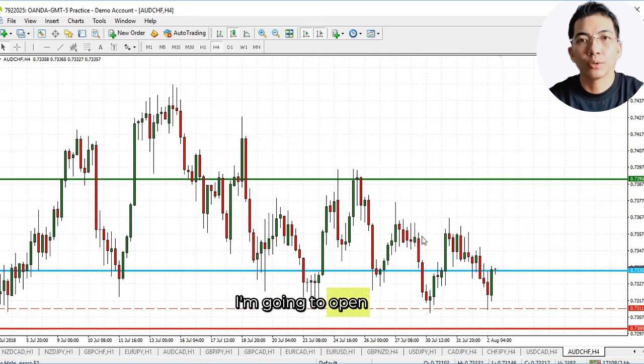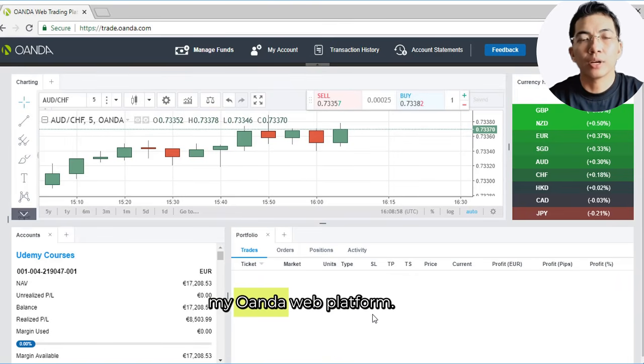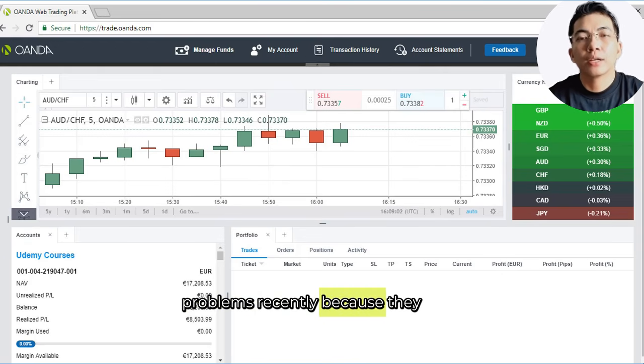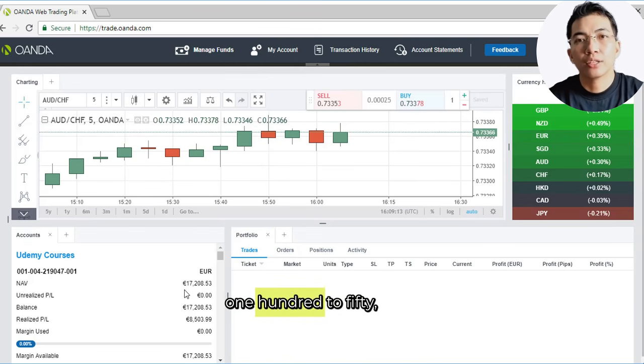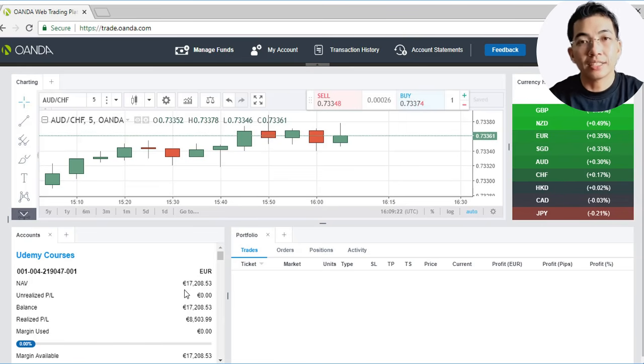I'm going to open then this position on my Oanda web platform. I have had some problems recently because they were obliged to change some rules. I had my account in pounds and I had to change it in euros. Then I needed to lower the leverage from 100 to 50, but it is still okay for me. It's not a big deal.